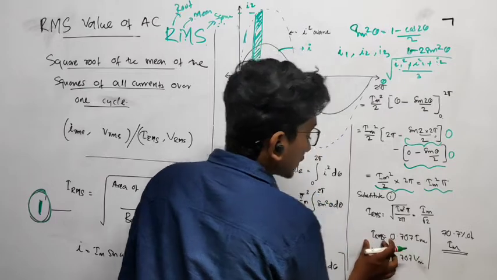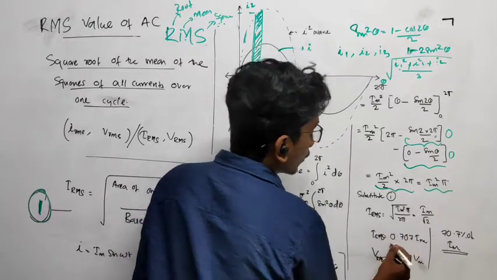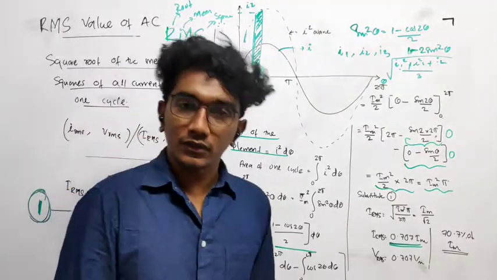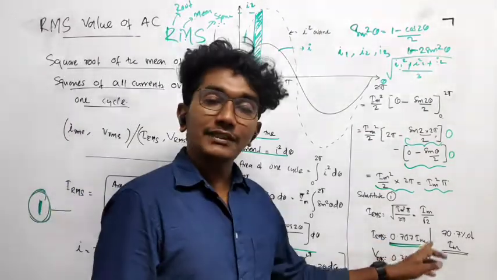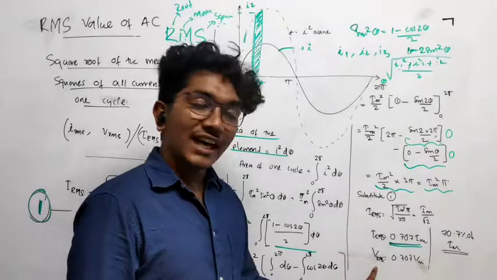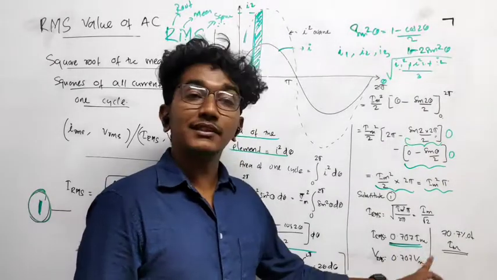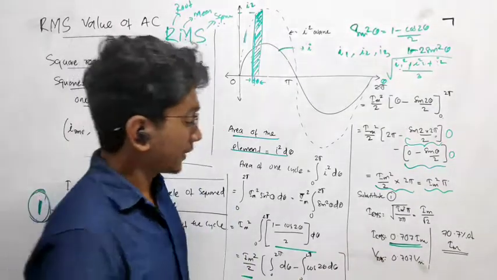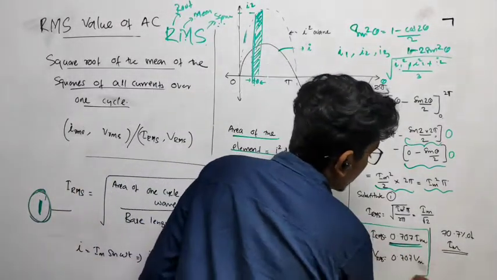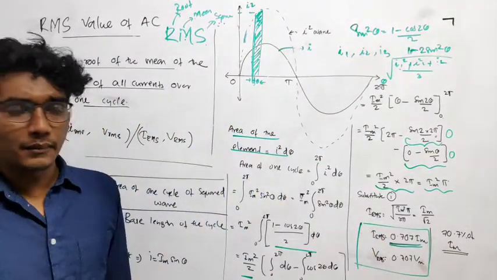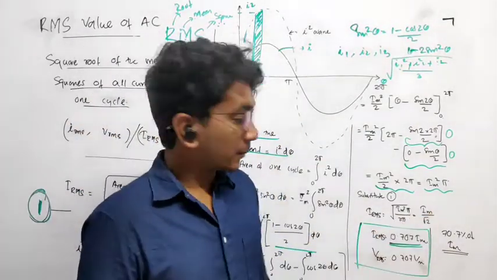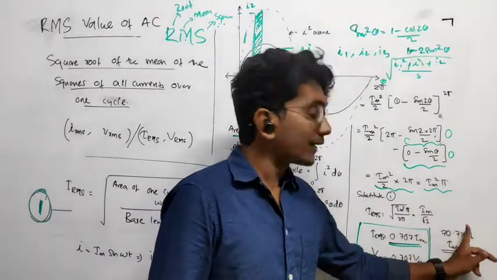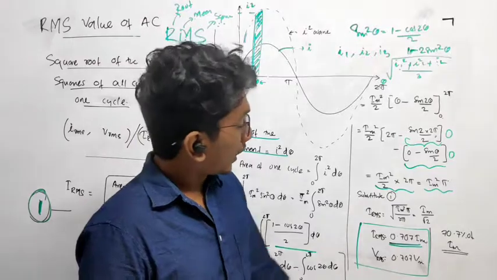Okay. So Irms is equal to 0.707 Im. Very important. Or Vrms is equal to 0.707 Vm. Both the values are the same, but one is Vrms and the other one is Irms. When you multiply with 100, it's 70.7% of Im.